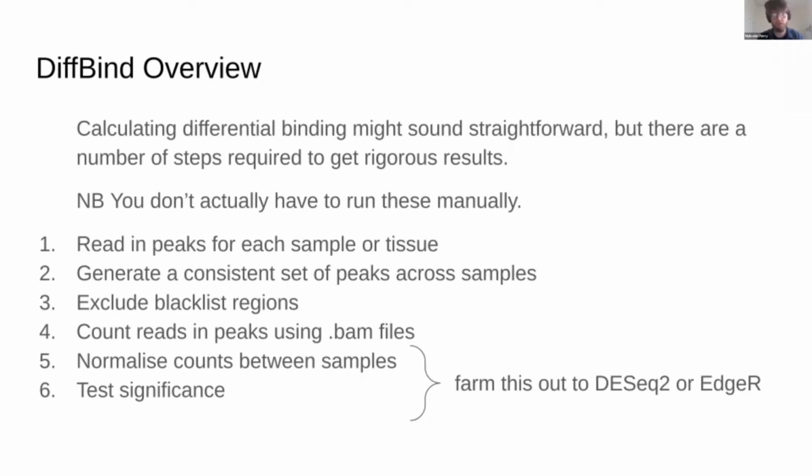You might want to exclude regions that look dodgy. Then you're going to need to go back to every individual sample, and now with the consensus peaks, check how many reads are in each of those peaks in each sample. And then you're going to need to somehow normalize these counts and then test the significance between samples. So the last two steps will be familiar to anyone who's done any kind of RNA-seq analysis.